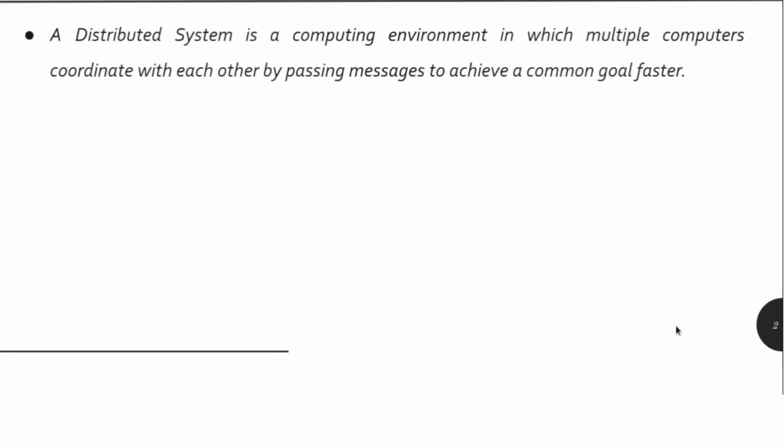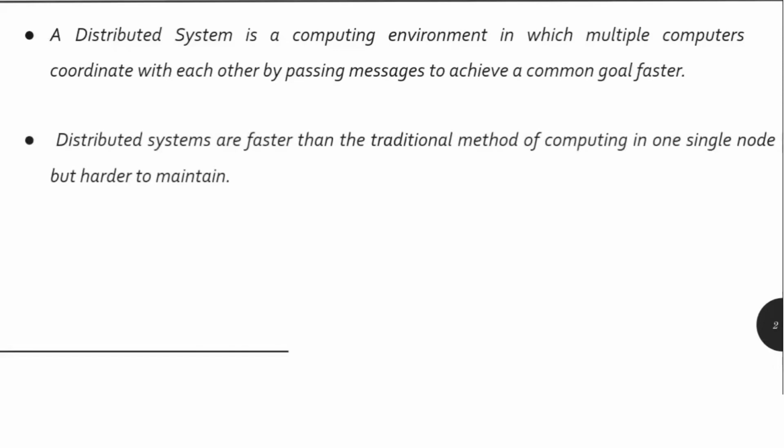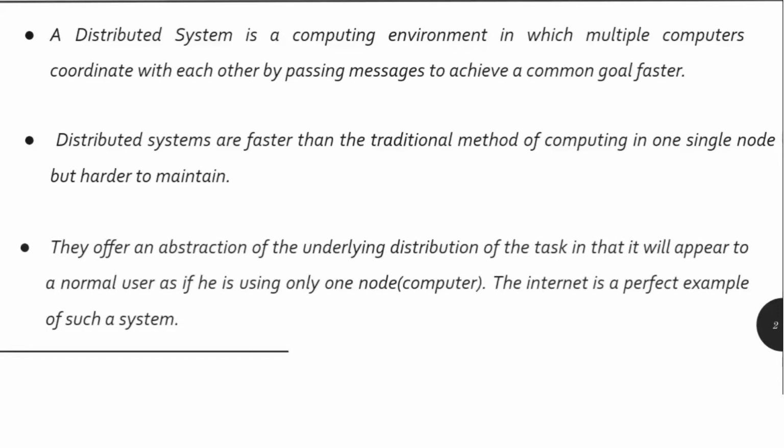A distributed system is a computing environment in which multiple computers coordinate with each other by passing messages to achieve a common goal faster. Distributed systems are faster than the traditional method of computing in one single node, or in other words, one single computer or machine. That's because you have more computing power, because you have more machines, but they are harder to maintain. They offer an abstraction of the underlying distribution of the task, in that it will appear to a normal user as if he is using only one computer.